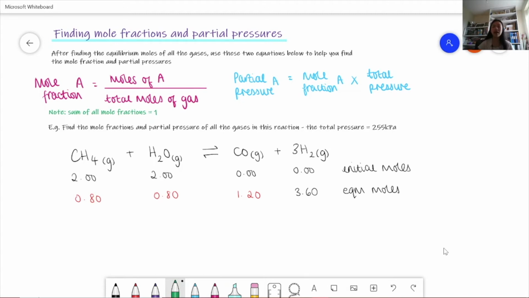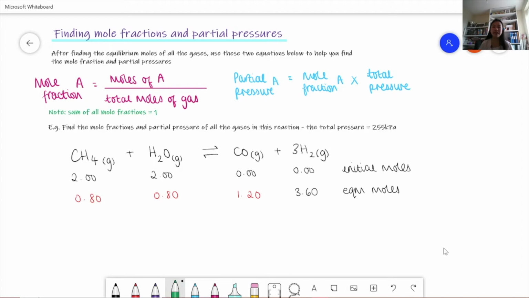So first we have the mole fraction of A is equal to the moles of A divided by the total moles of the gas. And the second equation is the partial pressure of A is equal to this mole fraction of A multiplied by the total pressure. A really important note is that the sum of all mole fractions equals 1, and that's because they're all fractions of the total moles of gas, so they have to equal 1.